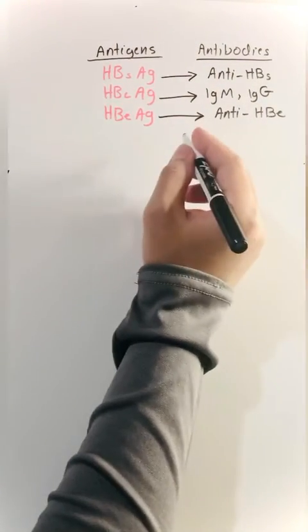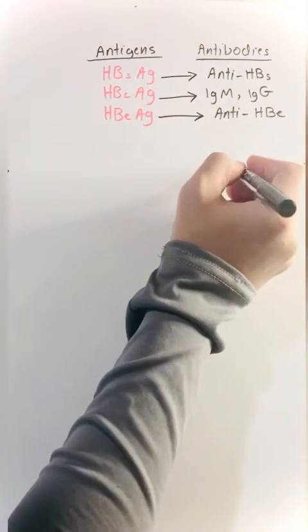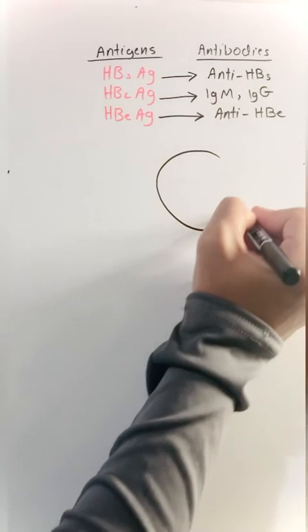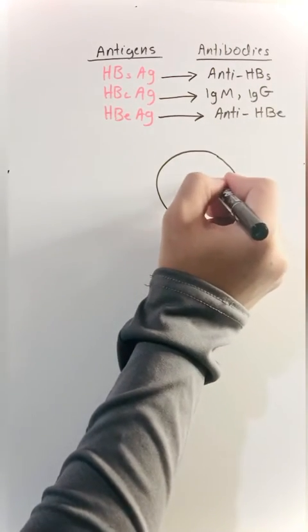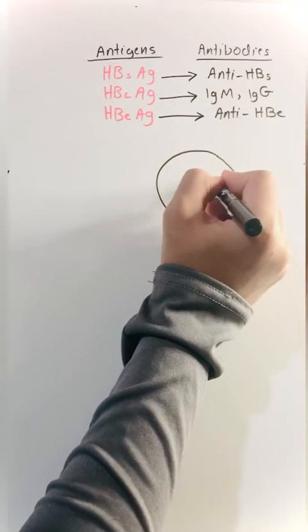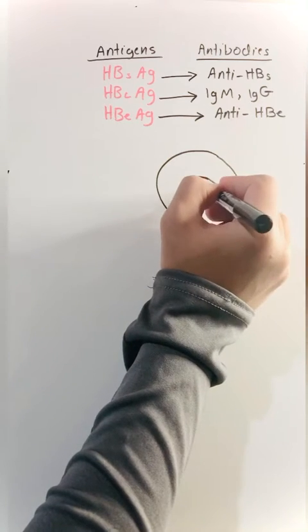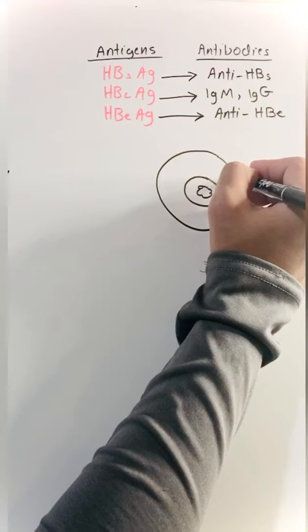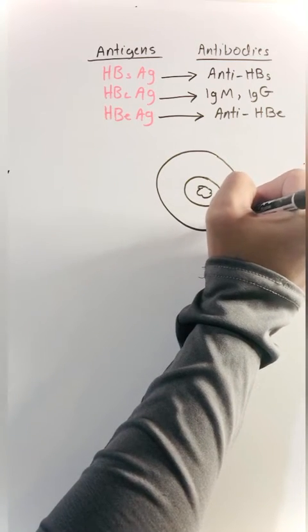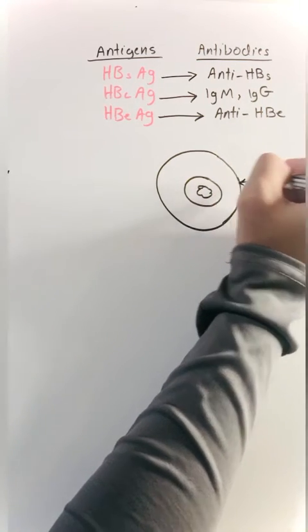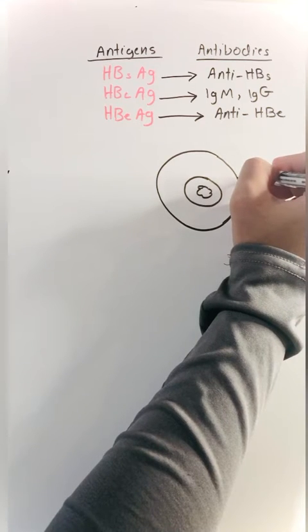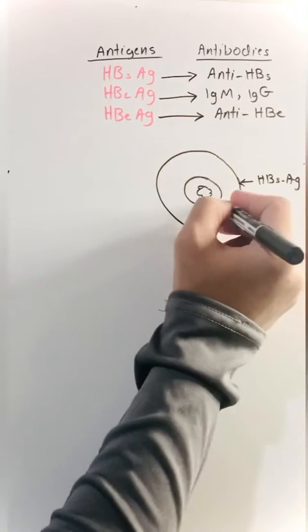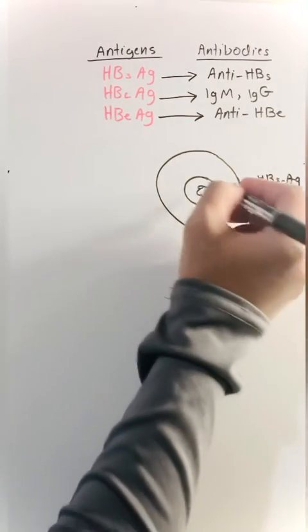To understand these, we'll take a look at the viral particle. It has a surface protein coat, then we have the core, then we have the DNA inside. So the surface antigens are here. These are the surface antigens. The core antigens are right here.